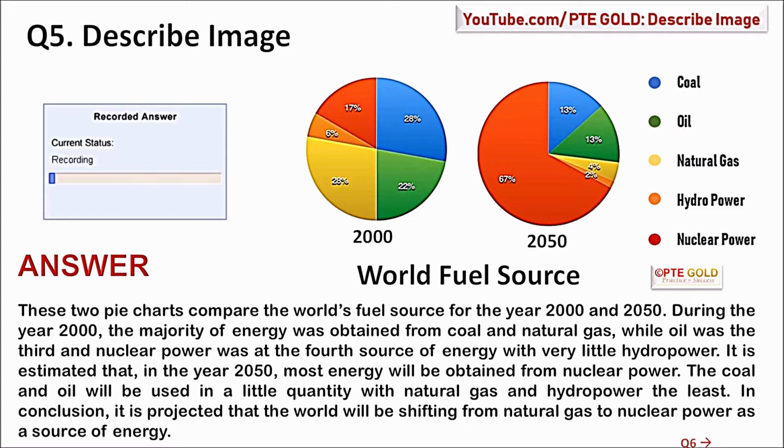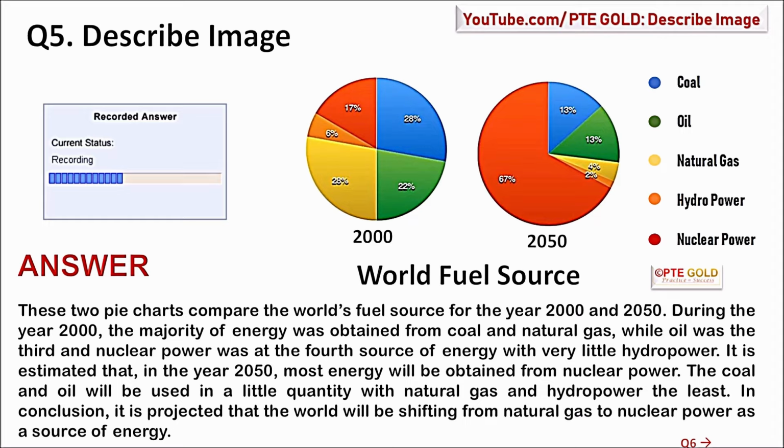These two pie charts compare the world's fuel source for the year 2000 and 2050. During the year 2000, the majority of energy was obtained from coal and natural gas, while oil was the third, and nuclear power was the fourth source of energy with very little hydropower.